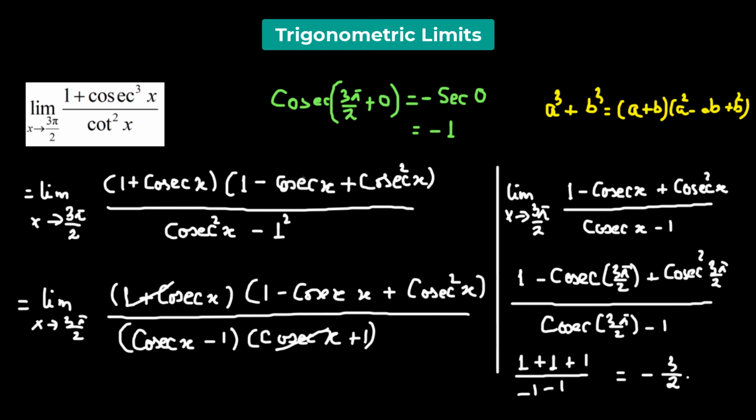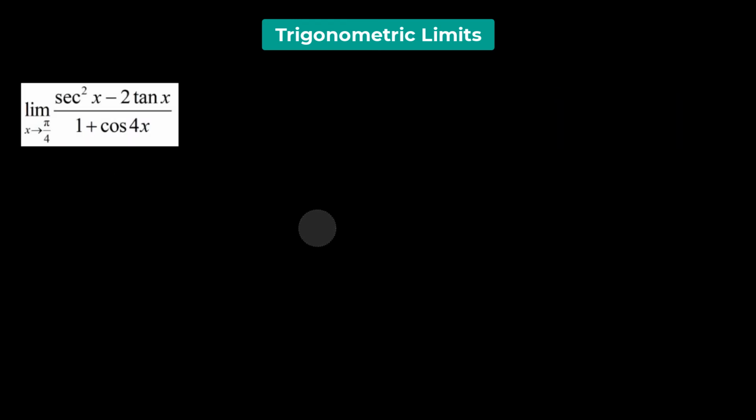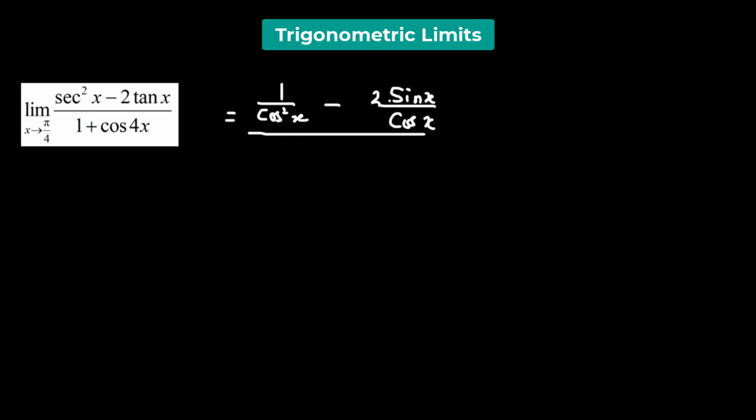Let us go to the next question. In this particular question, we need to determine the limiting value of the given function. First we begin by simplifying the given function. So we have secant squared x, which becomes 1 over cosine squared x, minus 2 times tangent of x, which is simply the ratio of sine over cosine, divided by 1 plus cosine of 4x.